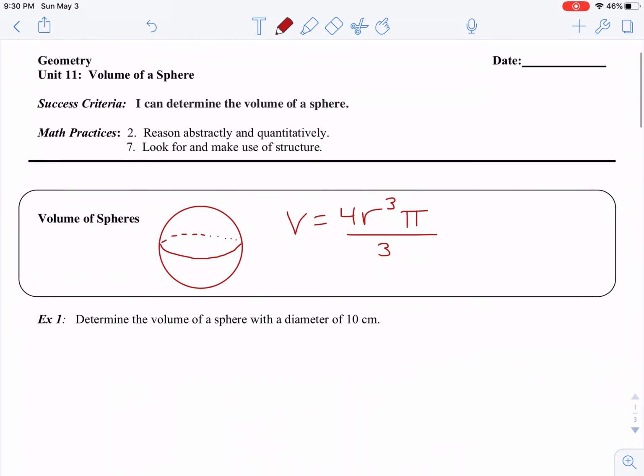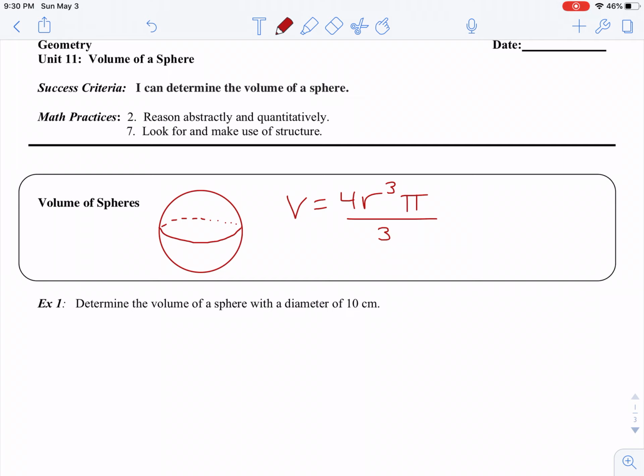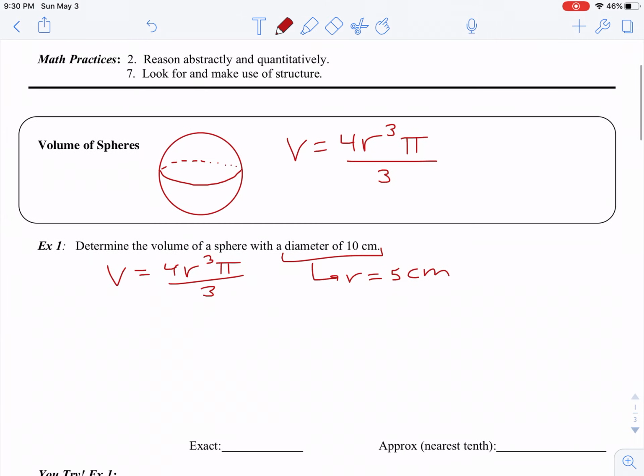So let's take a look at an example. This one asks us to find the volume of a sphere with a diameter of 10. So if I put my formula for the volume of a sphere, I notice that the variable that I'm substituting in for is radius, but we were given diameter. So I have to find out that my radius is half of that diameter. And then I can substitute into the formula. So I'm going to get 4 times the radius cubed times pi divided by 3.